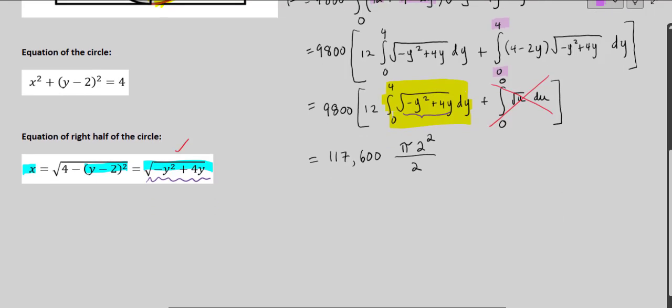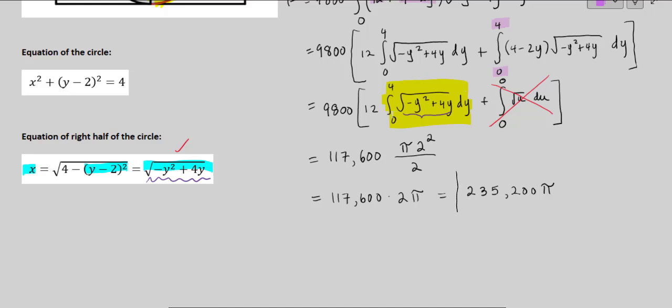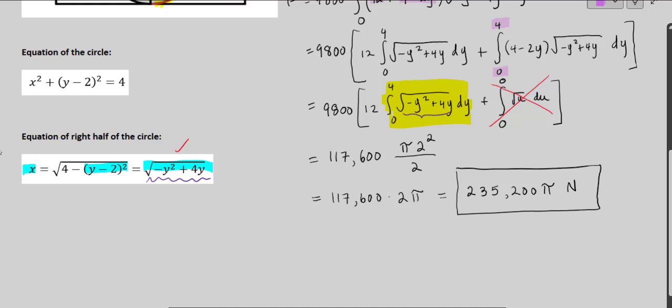And so this will end up being 117,600 multiplied by 2 pi. So all we have to do is multiply by 2, and we will get 235,200 times pi. And the units that we have here, we are dealing with force, so the units are going to be newtons.